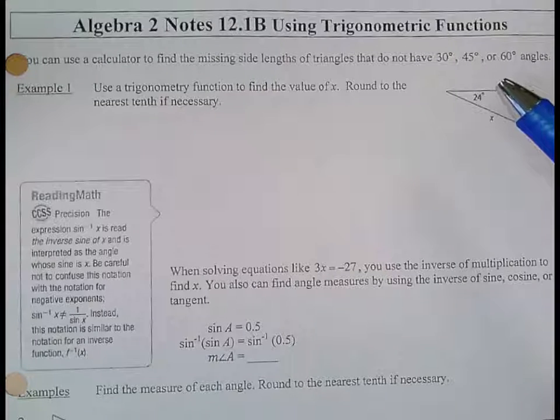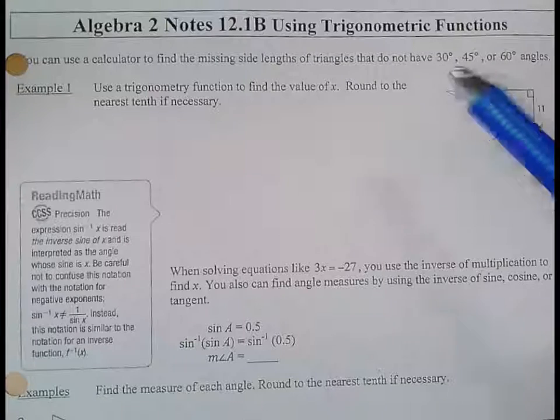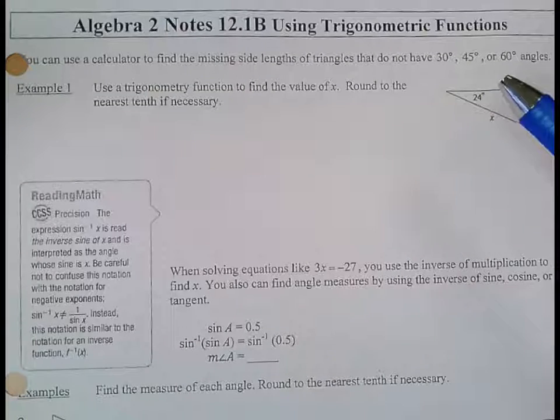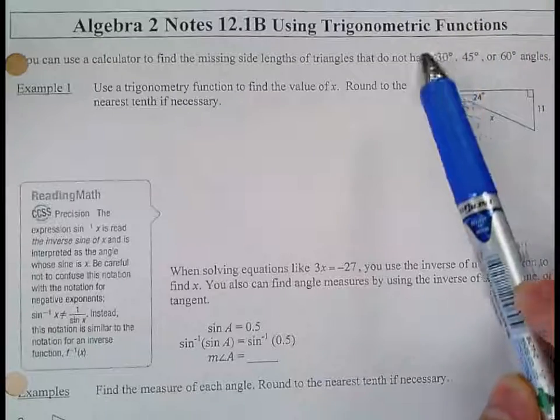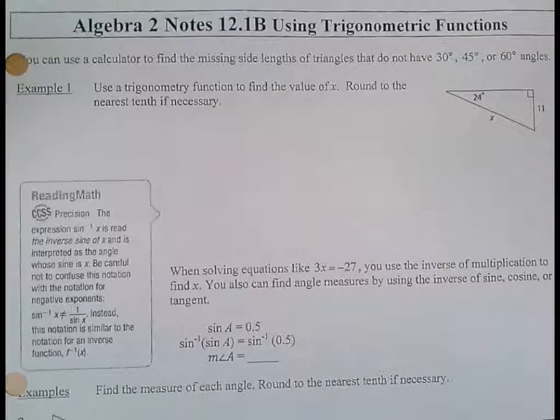So we're starting out on Friday. We found missing side lengths of right triangles that had one of the three special angles, 30 degrees, 45 degrees, 60 degrees. So we were finding the exact values. Today, you're still going to be finding the side length of a right triangle, but you will not have one of those special angles. So we can use a calculator in that case to find that side length.